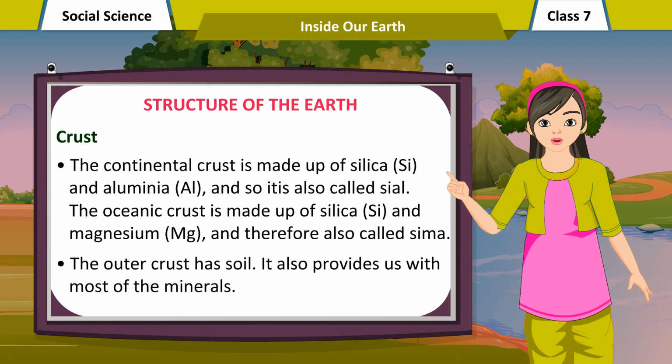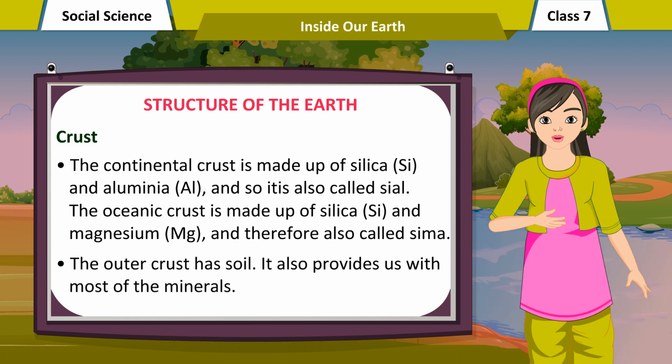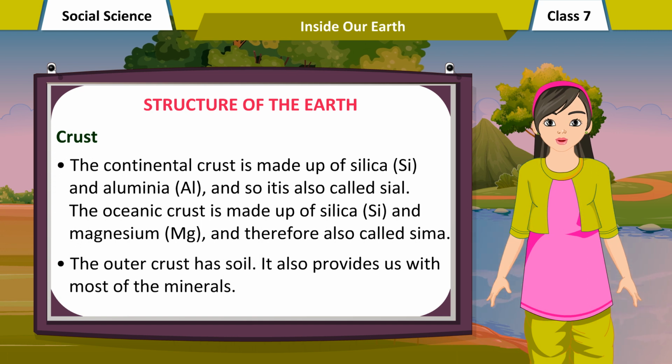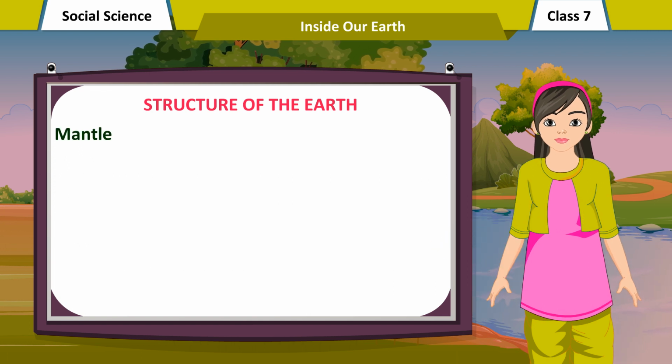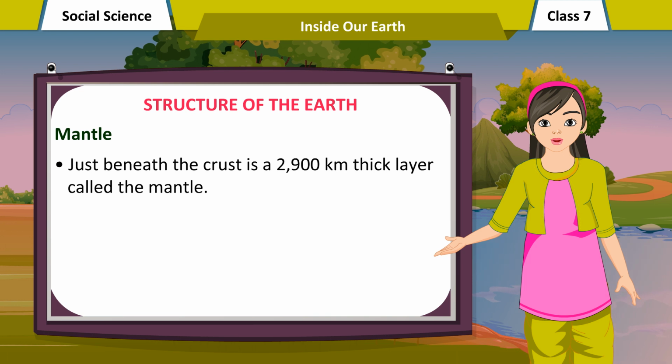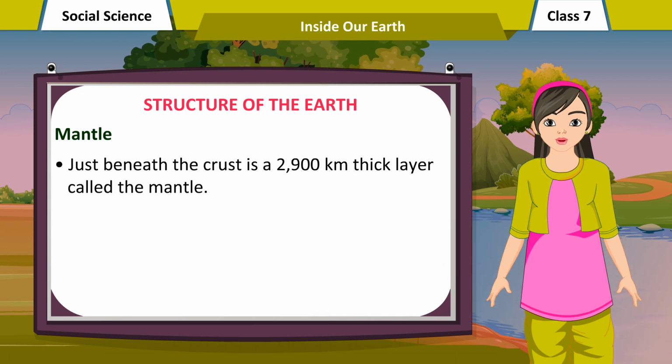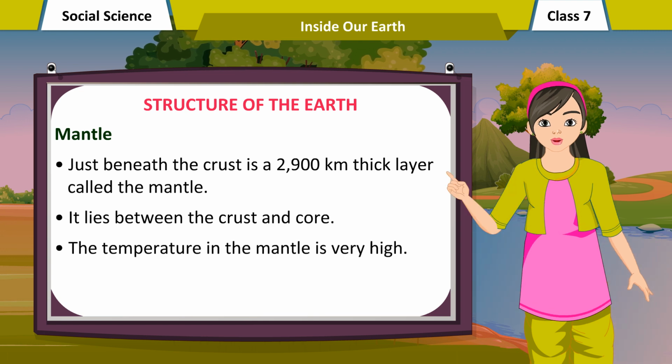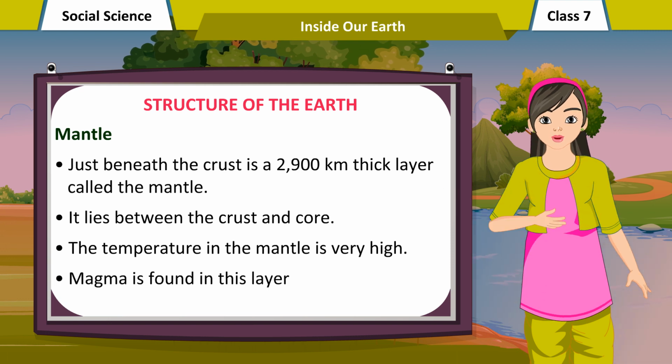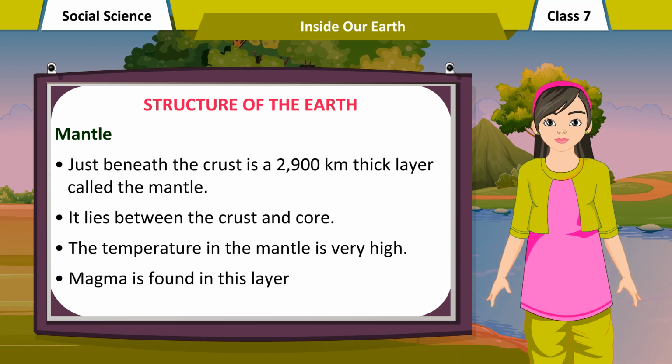The outer crust has soil. It also provides us with most of the minerals. Mantle. Just beneath the crust is a 2,900 kilometers thick layer called the mantle. It lies between the crust and core. The temperature in the mantle is very high. Magma is found in this layer.